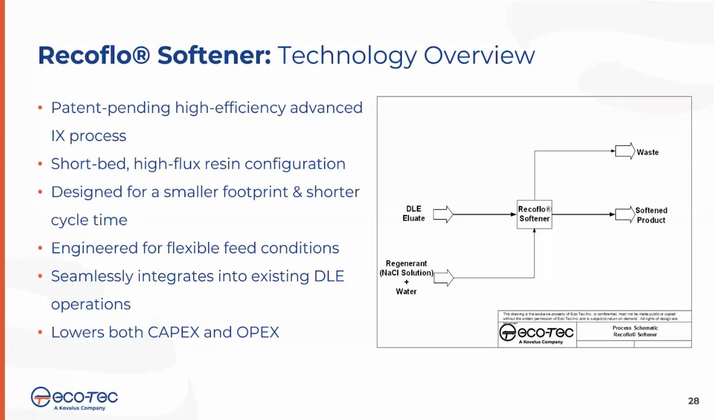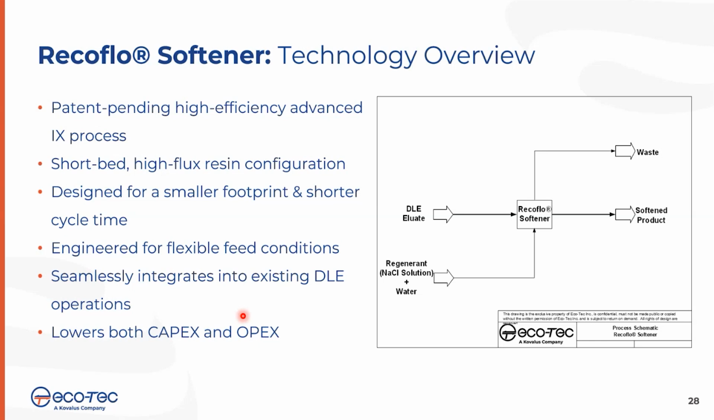At its core, Recoflo softener is a patent-pending high-efficiency ion exchange softening process. It uses a short bed, high-flux resin configuration, which is why we can provide a compact footprint and shorter cycle time. It's also designed for flexible feed conditions. And importantly, it's meant to integrate into existing DLE operations without requiring a complete redesign of the plant.